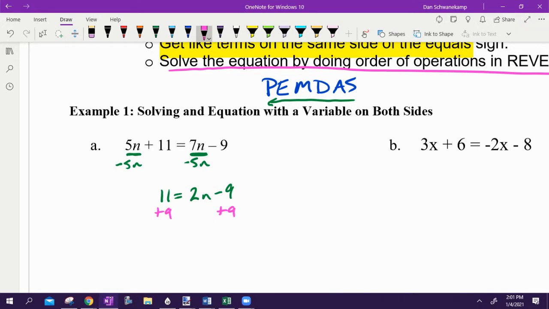That's the opposite of subtracting. If it says subtraction, the opposite is I'm going to add it. That goes away. 11 plus 9, that's 20, equals 2n.